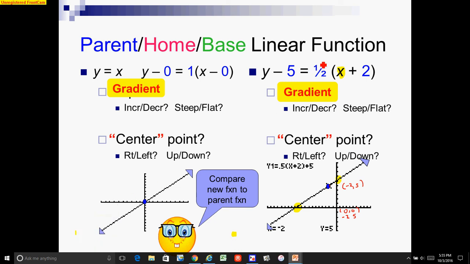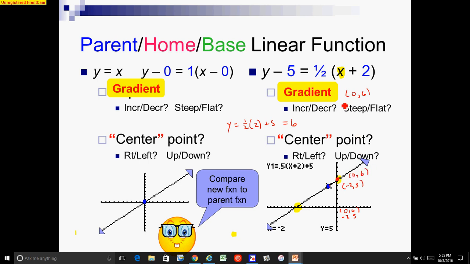So first I'll put 0 in for x, and I get, I'll do this work down here, y, I'm going to add 5 to the other side, is equal to 1/2 times 0 plus 2, which is 2, and then move this minus 5 over here. 1/2 times 2 is 1, and 1 plus 5 is 6. So when x was 0, y was 6.